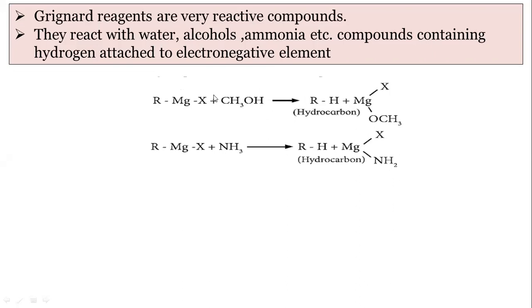Directly we get hydrocarbon, R and H. This methyl group combines with one of the hydrogens here. We get the hydrocarbon, and the byproduct is MgX(OCH3). Then again, if it reacts with ammonia, it picks up one hydrogen from the ammonia, and we get the hydrocarbon. When it reacts with water also, we get the hydrocarbon RH, and the byproducts are Mg(OH)X, Mg(NH2)X, Mg(OCH3)X. This is useful for NEET, JEE and CET students. Remember these reactions carefully. For the board exam, this is not asked; only the preparation of Grignard reagent is asked.